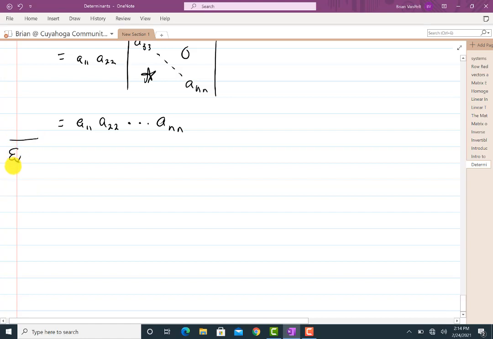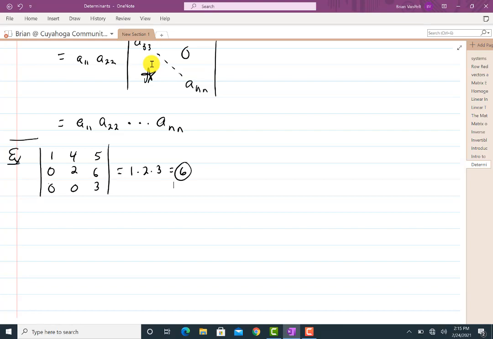As a quick example, we have 1, 0, 0, 4, 2, 0, 5, 6, 3. Just multiply the diagonal elements and you'll end up with 6. I should mention that the same exact work that I did for the proof of this theorem will work if the matrix has its zeros below and the star above. It's exactly the same steps.